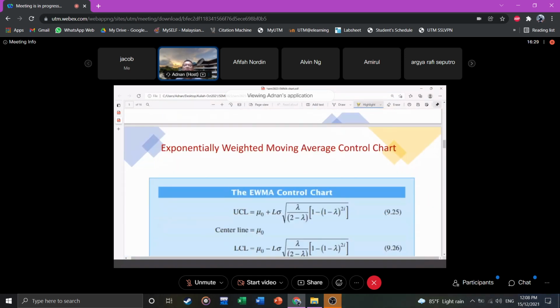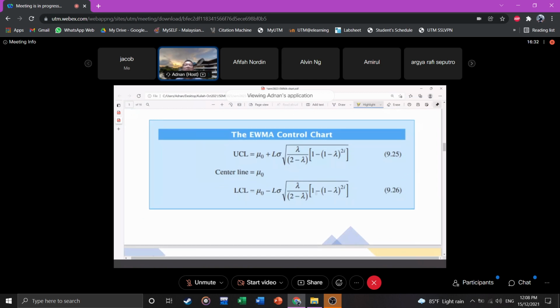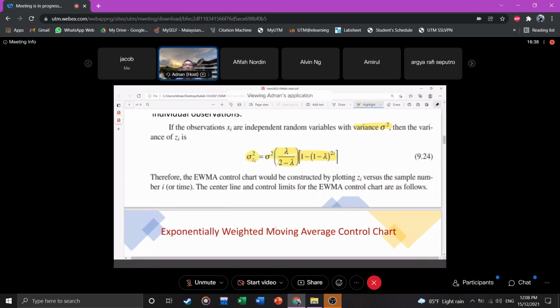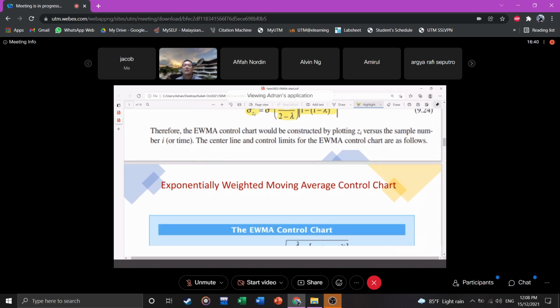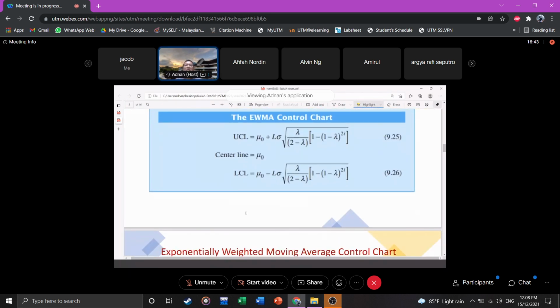So at the end, for the control limits, the upper control limit initially has all these terms: lambda divided by 2 minus lambda, times 1 minus (1 minus lambda) to the power 2i. This is the upper control limit, and this is the lower control limit. The central line is the mean. So the format here looks like the Shewhart control chart.